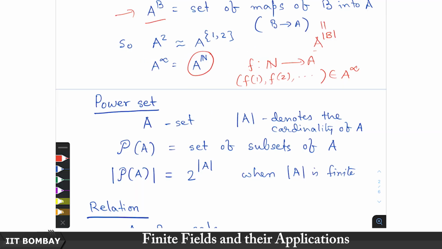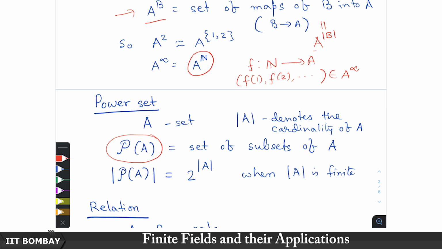Now, another important structure for a given set A is the power set. The power set of a set is the set of all subsets. So, the elements of the power set are sets, and in particular they are subsets of the given set A, and all the subsets of the set A.